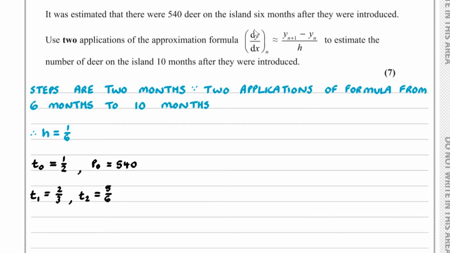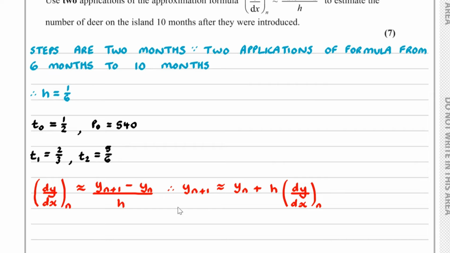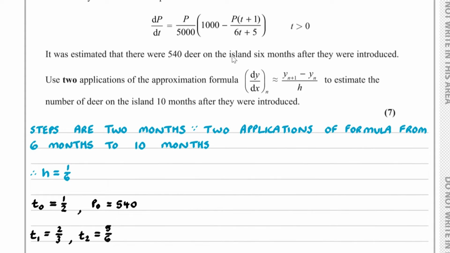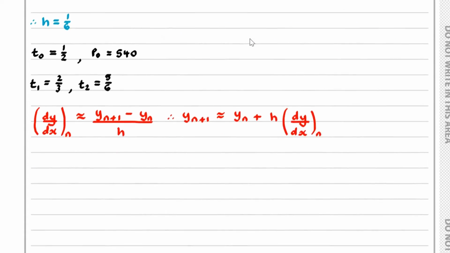Now, if we use our approximation formula, we can see that if we arrange it, we end up with y_{n+1} being approximately equal to y_n plus h multiplied by dy/dx_n. Now, before we do anything else, because we know T0 and P0, what we can find is dP/dt_0, and we can find that using this formula here.